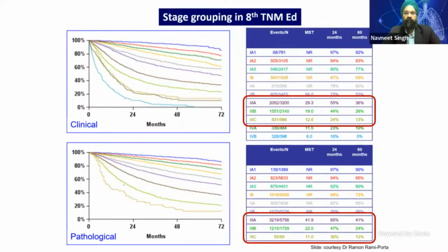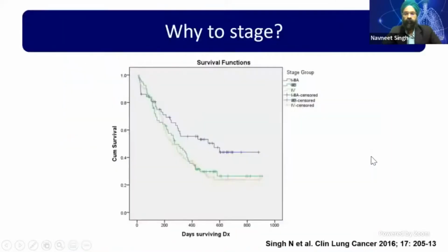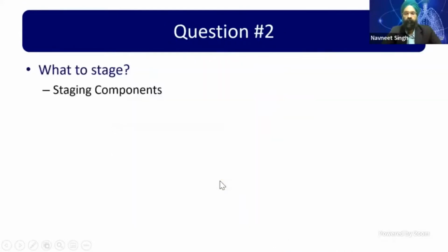And if you look at survival according to stage, you can see that survival depends upon the stage, and stage 1A1 has the best survival and stage 4B the worst survival. And even if you look at stage 3, 3A has the best survival and 3C has the worst survival. That is true whether you talk of clinical stage or pathological stage amongst patients who have undergone surgical resection. And even our own experience is the same, that stage 3A and less has better survival compared to advanced, which is 3B and 4.